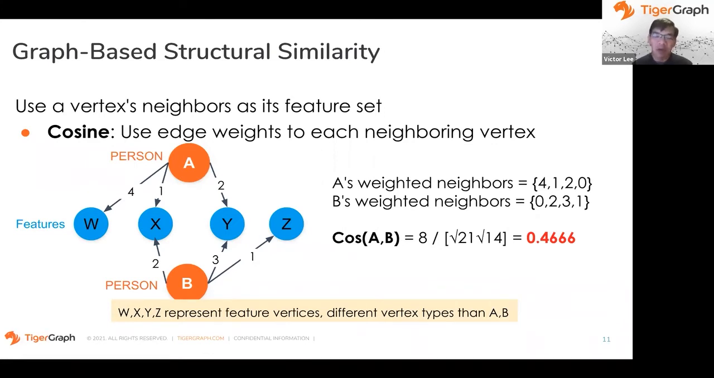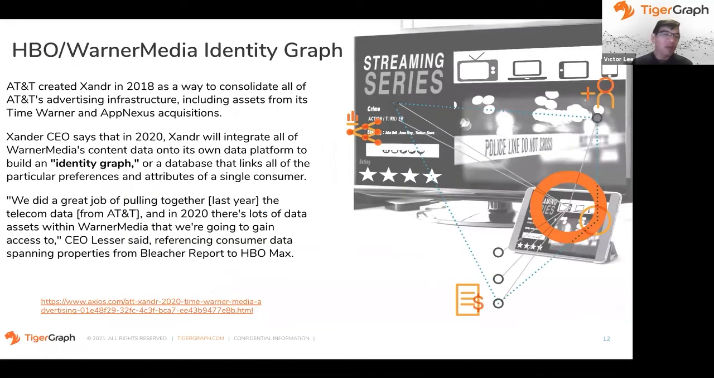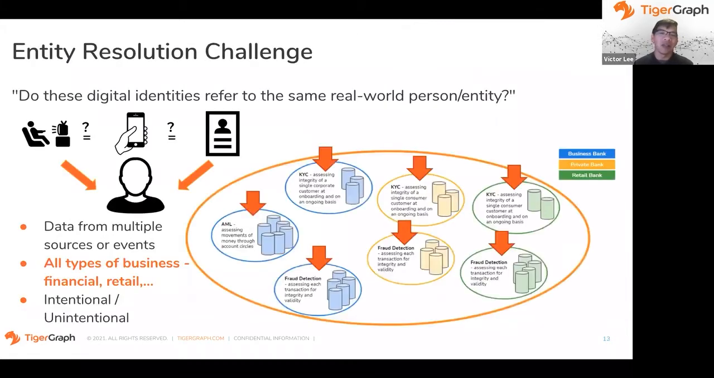We have major businesses that are using this very real technique. A third example: HBO, Warner Media, integrated several businesses, Warner, HBO, AT&T, they spun off Xandr as an advertising arm. And as you know today, advertising is all about analytics. And so they have this massive identity graph, but because they've got data coming from multiple sources, they sometimes have the same person with different digital identities. And this creates what we call the entity resolution challenge.